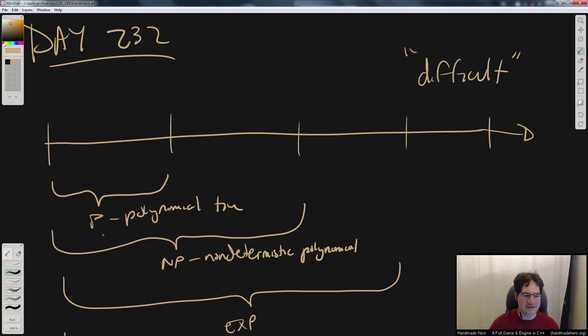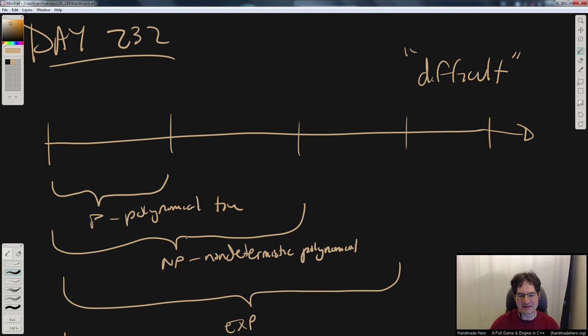So it's not like this is P and this is NP, right? It's like this is P and NP includes all of P in it, right? And so somebody might say that something was in NP even though it was actually polynomial time, and they're not wrong. Does that make sense?